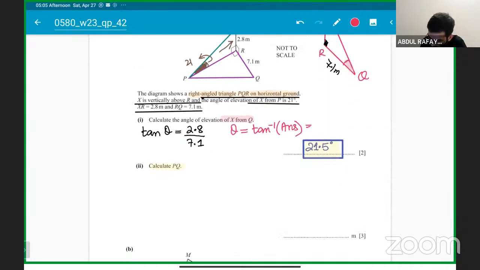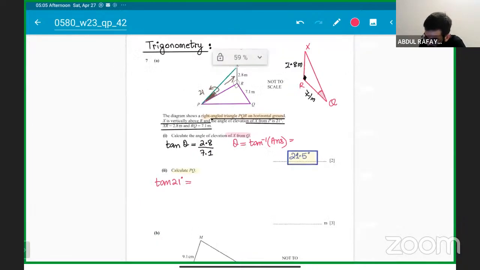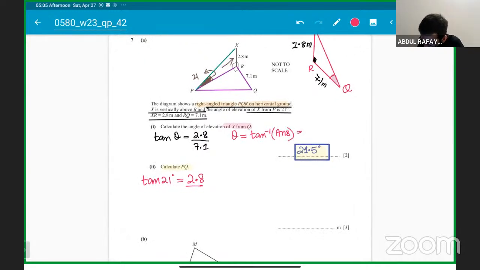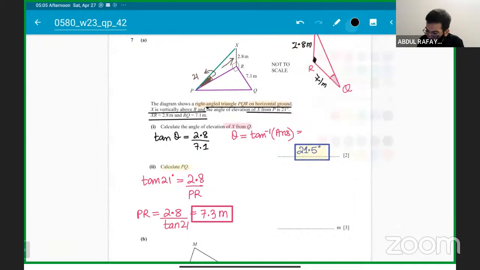Again, I will apply tan 21 degrees is equal to opposite, that is 2.8, divided by the adjacent, that is basically PR. Okay, so we'll have to find PR first. Anyone have any doubts? Let me know. 2.8 divided by tan 21, which is basically coming 7.3 meters. Okay, once you got the PR measurement, you can easily find PQ by using Pythagoras theorem.